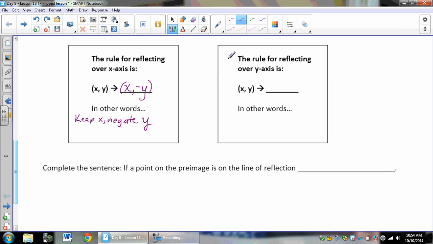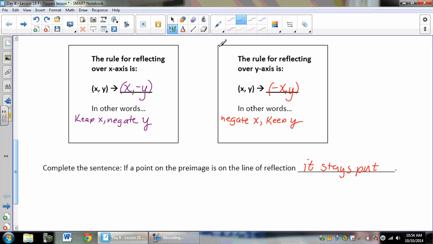So the x's all became negated, and the y's stayed the same. So coming down here, the rule for reflecting over the y-axis is negate x, keep y. Okay? And then complete the sentence. If a point on the pre-image is on the line of reflection, it stays put.